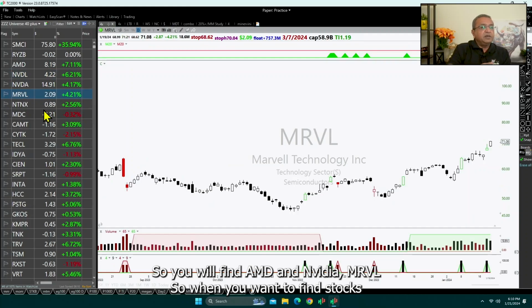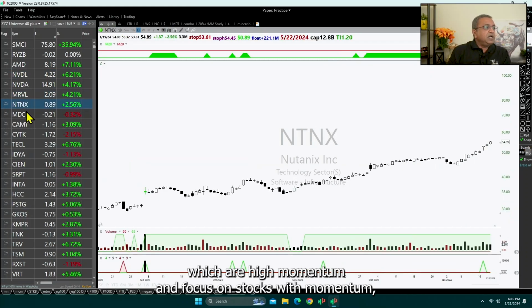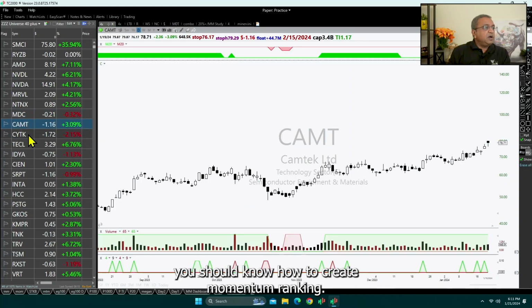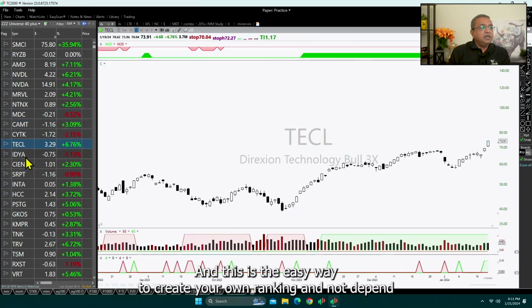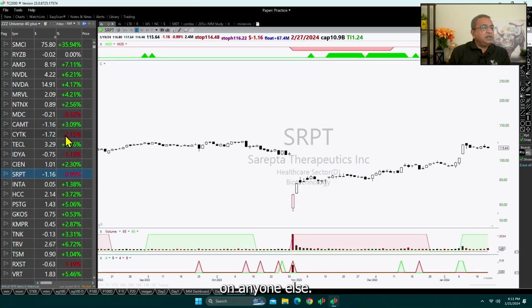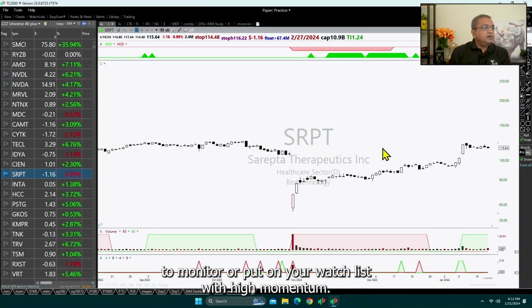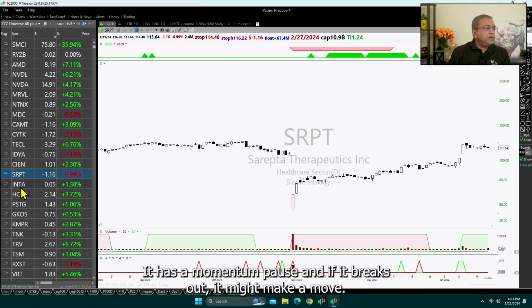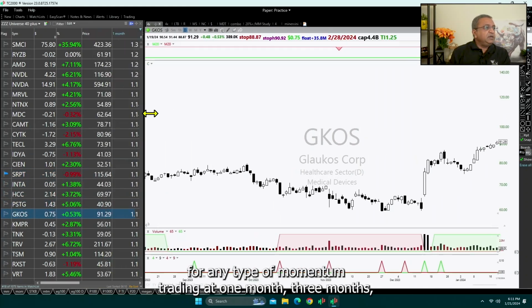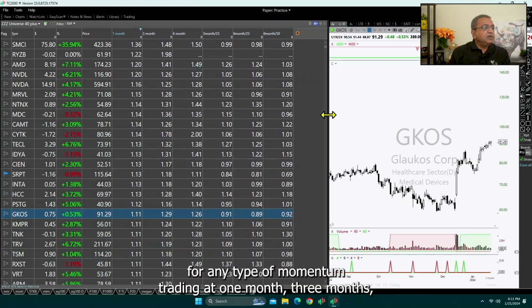So when you want to find high momentum stocks and focus on them, you should know how to create a momentum ranking. And this is the easy way to create your own ranking and not depend on anyone else. So here you have a stock which is an ideal candidate to monitor or put on your watch list, which has high momentum. It has a momentum pause, and if it breaks out, it might make a move. And this is how you can use this particular list for any type of momentum trading.